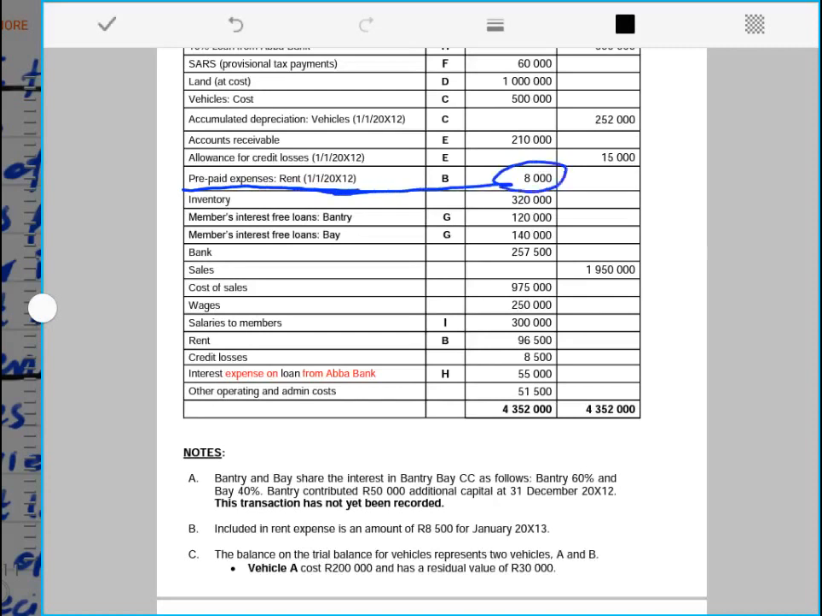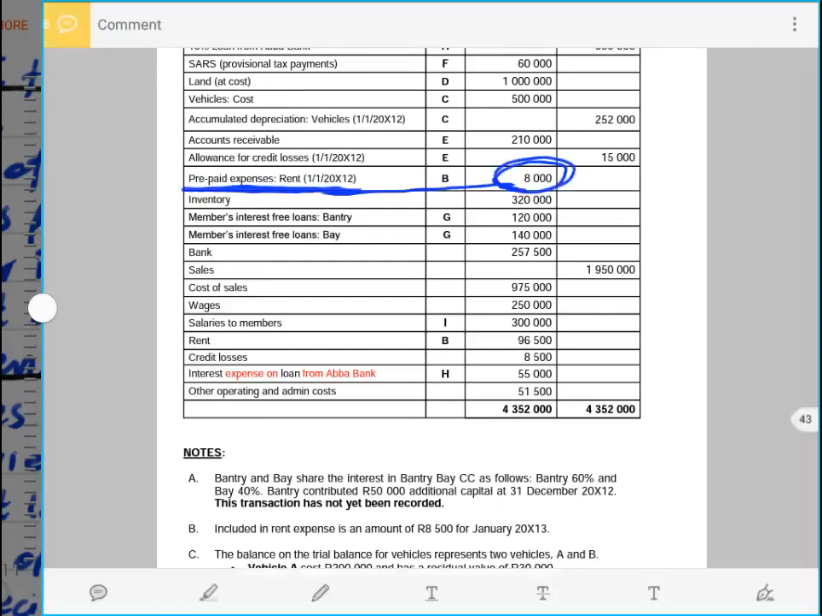Very importantly, we have prepaid expense, which was rent on the 1st of January, and the prepaid expense was 8,000 rands. For this entry, we have to make a reversal, because this rent by the end of last year was an asset, as any prepaid expense is an asset. This was an asset last year, but in the current year it has to be cancelled. When we reverse this prepaid expense of 8,000, we say debit rent expense, credit prepaid expense by 8,000 rands.